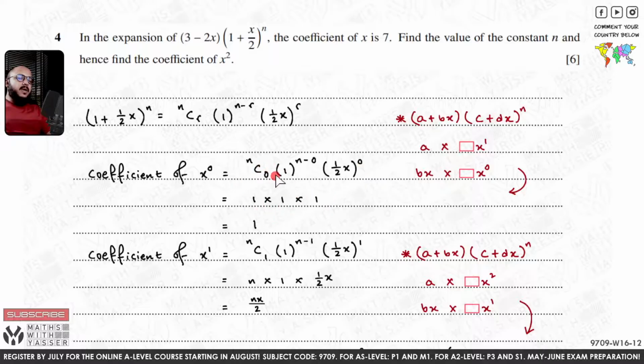This was not necessary, but I'm doing this just to explain how we will be getting x to the power 0. So this gives us 1 times 1 times 1, which is 1. And for the coefficient of x to the power 1, it will be nC1 times 1 to the power n minus 1 times half x to the power 1. So this gives us n, and 1 to the power n minus 1 is also 1, times half x. So that gives us nx over 2.